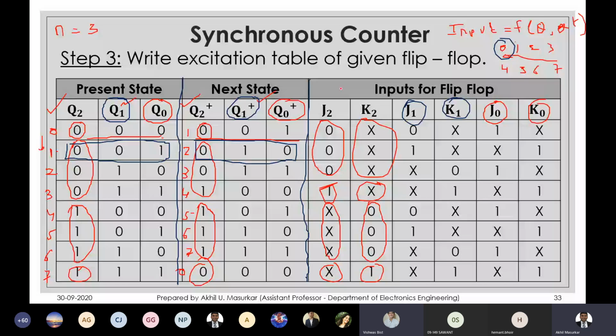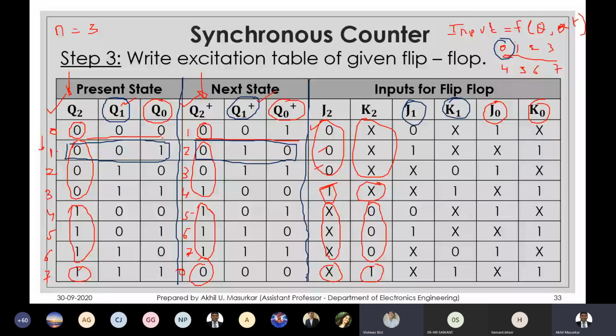Now if you see here, I am looking at this Q2 column and Q2 plus column. In that, Qn is 0, Qn plus 1 is also 0. So what is there in the excitation table for 0, 0, for J and K? Zero and don't care. So that is why I wrote 0 and don't care. Now you can see the next three conditions are also the same.